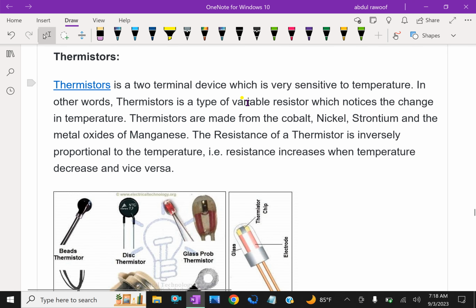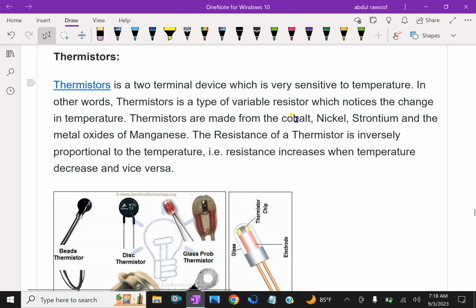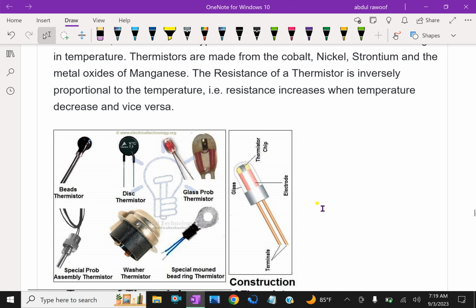A thermistor is a two-terminal device which is very sensitive to temperature. In other words, a thermistor is a type of variable resistor which notices the change in temperature. In some equipment, we need to measure change in temperature. We use thermistor resistors, which have the best performance. Thermistors are made from cobalt, nickel, strontium, and the metal oxides of manganese. The resistance of a thermistor is inversely proportional to the temperature. Resistance increases when temperature decreases and vice versa. Here, these are some thermistors. Here, this is the construction of a thermistor. Look at the terminal, there is glass and electrode and the thermistor chip inside this.